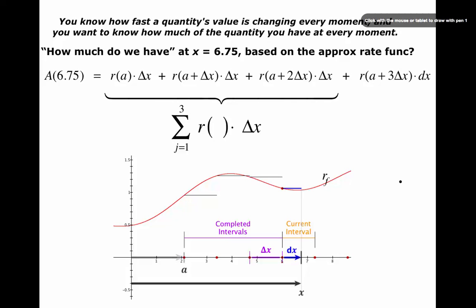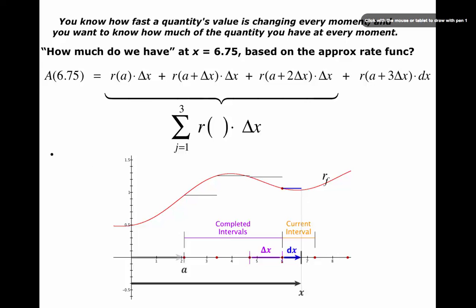So you learned about summation notation. Notice these completed intervals. It's the same thing over and over again. It's always r times delta x plus r times delta x. The only difference is what we plug into the r, which x value we want. When we actually build the accumulation function, we'll have many, many completed intervals. We don't want to have to write them all out. So we want one notation that means all the completed intervals sum together, or all those changes sum together. That's where the summation notation comes in.